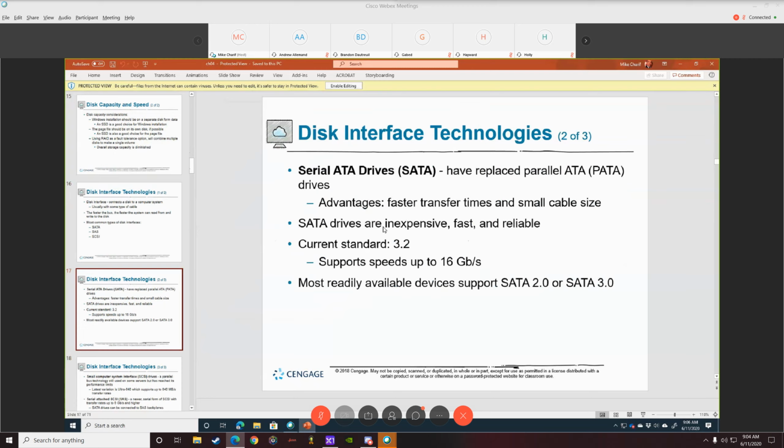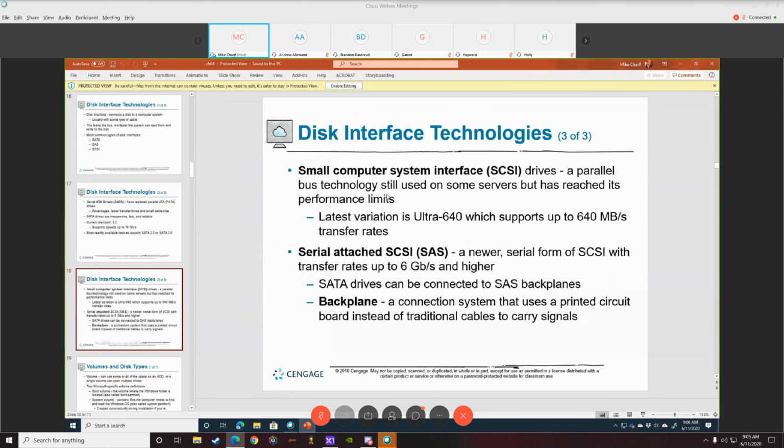SATA drives are inexpensive, fast, and reliable. And they use SATA standard 3.2, which supports speeds up to 16 gigabit. Okay, you need to be careful: gigabit per second, not byte, bit per second. Mostly readily available devices support SATA 2.0 or SATA 3.0. I think they have a table about all the SATA versions and the transfer rates for them. Any questions about this at this point?